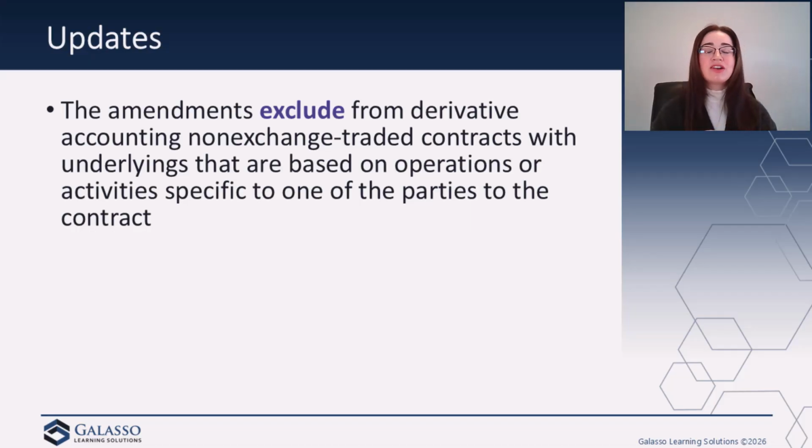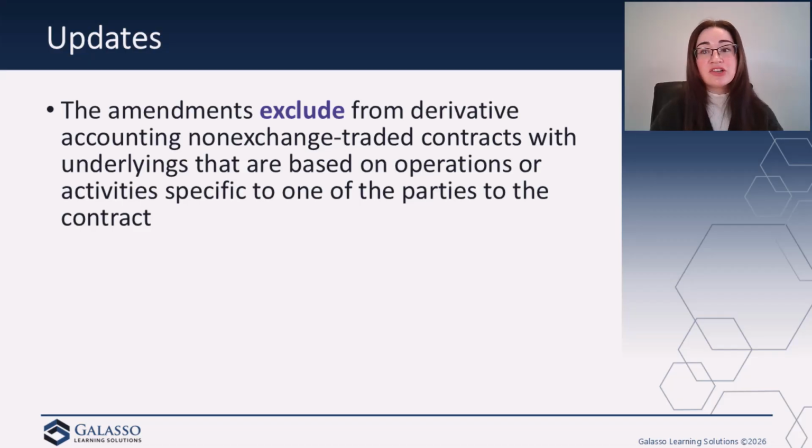Now, what if we find ourselves in a really crazy scenario and we have a contract with multiple underlyings instead of just one? So let's say that one underlying is that we have to maintain a certain EBITDA, which means we don't have to apply derivative accounting. But what if there's also another part of the contract that is tied to a market rate or a market price, which does fall under derivative accounting? What do we do if we find ourselves in that scenario?